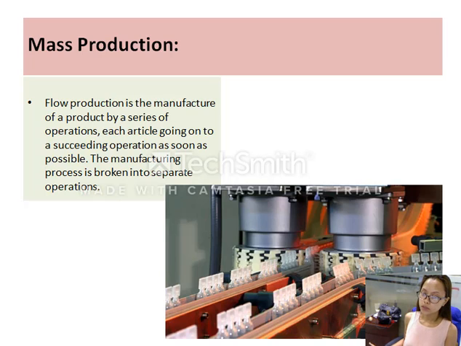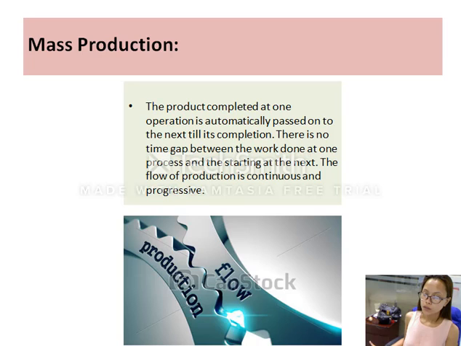Flow production is the manufacture of a product by a series of operations, each article going on to a succeeding operation as soon as possible. The manufacturing process is broken into separate operations. The product completed at one operation is automatically passed on to the next till its completion. There is no time gap between the work done at one process and the starting at the next. The flow of production is continuous and progressive.